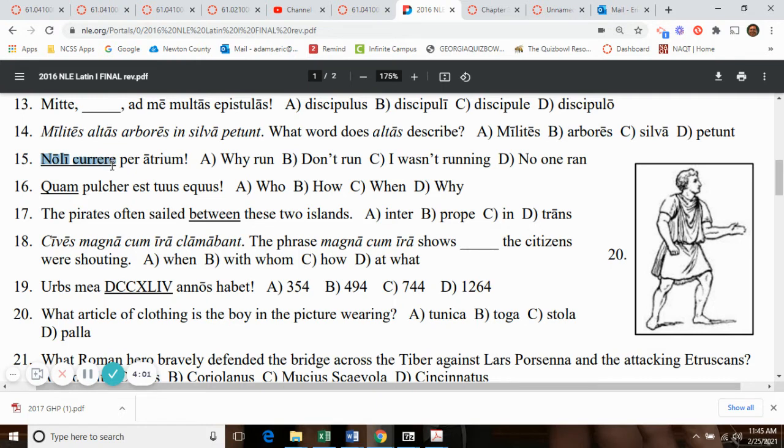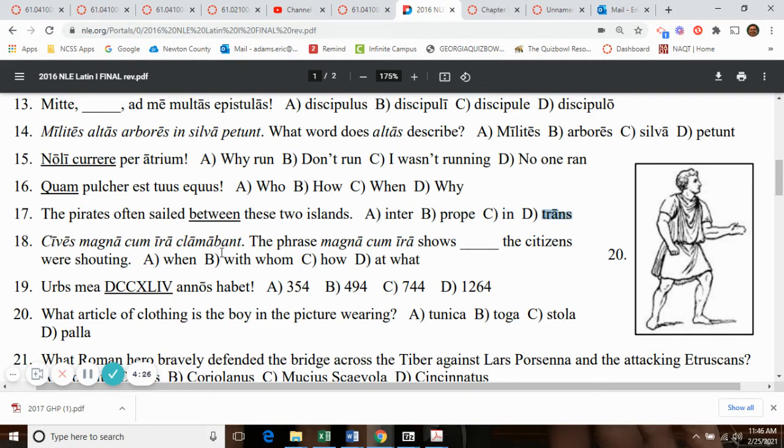Noli currere means don't run. It's a command, a negative command at that. Quam with an exclamation point means how. Handsome, pulcher is your horse. Who, remember, would be quis. When is quando, and cur would be why. Between the islands, between here is going to be the word inter. Inter is between. Prope means near. In means in, into, or on or onto. And trans means, of course, across.